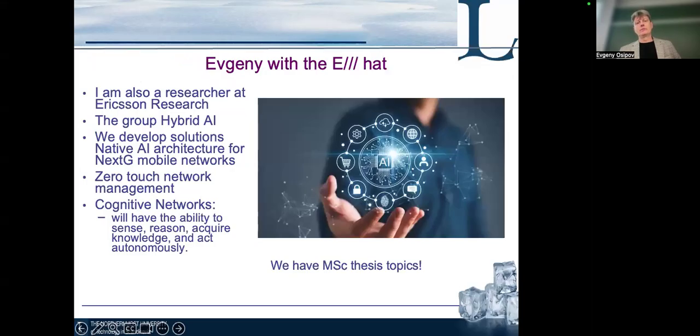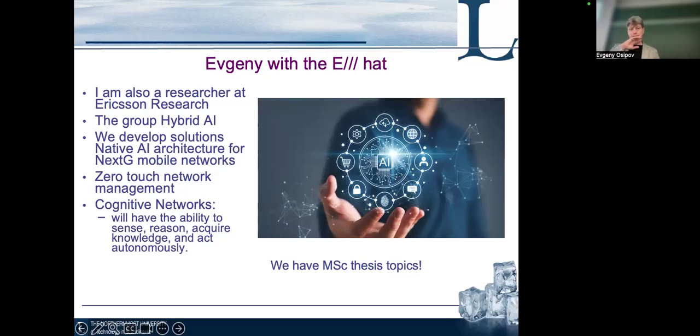I also, since this year, am a part-time researcher at Ericsson Research, where I work in my main focus area, which is hybrid artificial intelligence, meaning that we are creating solutions that bridge the symbolic world, symbolic reasoning, knowledge representation and management, and neural networks, so learning approaches. So I don't know if for some of you it might be of interest. There could be some master thesis topics related to this work.